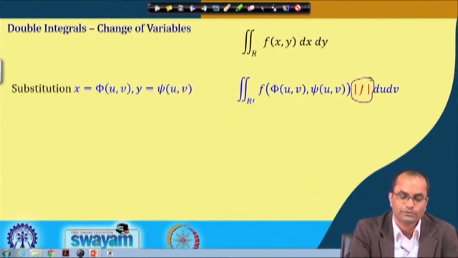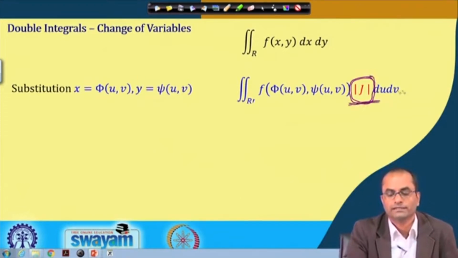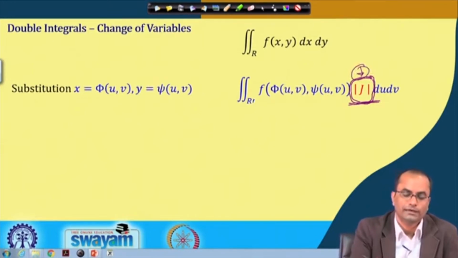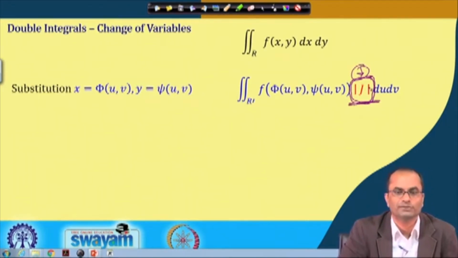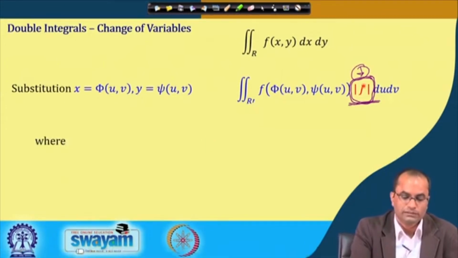which we have just discussed before also. In the case of one variable, or in the case of polar coordinates, we were getting just r dr d theta. So, there is some factor here, this J, and we have taken its absolute value also. We are not going through the proof of this because that is a bit involved topic. So, now what is this J here?